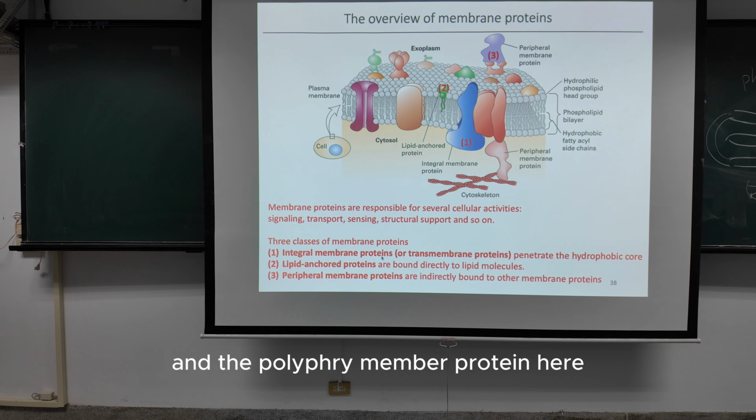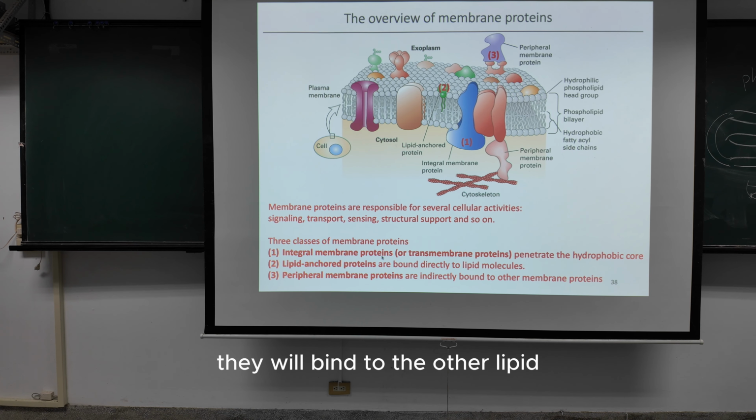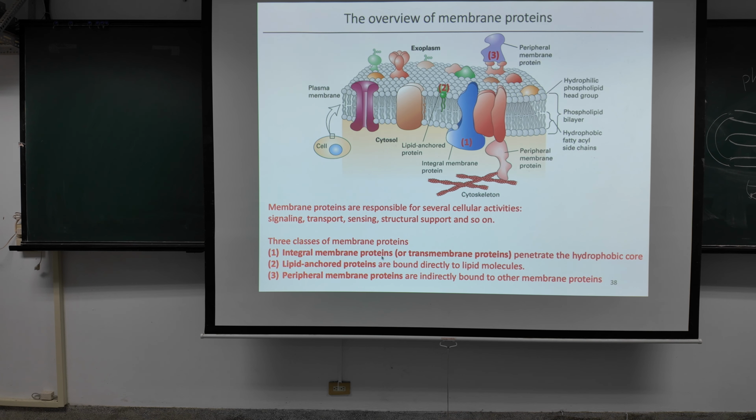And the peripheral membrane protein here will bind to the other lipids, so they indirectly associate with the membrane. They call it the peripheral membrane protein. They all need to deal with such a hydrophobic property.